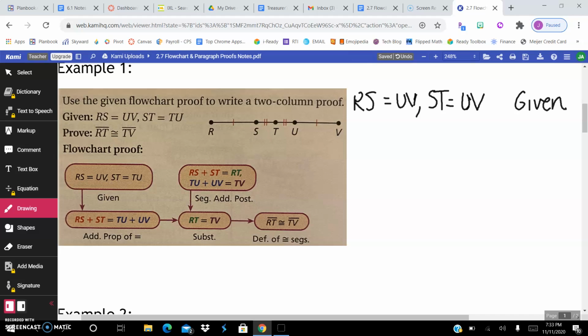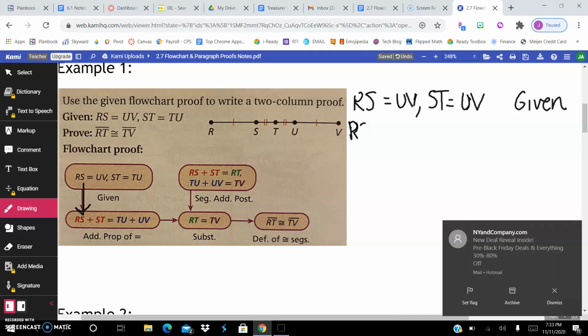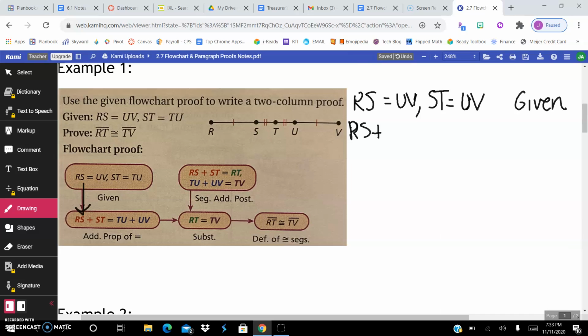And then in the flowchart, from that we go down. So we have RS plus ST equals TU plus UV. And it says right underneath of that that that's the addition property of equality. And then our flowchart moves here to that RT equals TV. But if you notice, we can't go from that up to the one above it. So we actually have to go over to here for our next step in our 2-column proof.